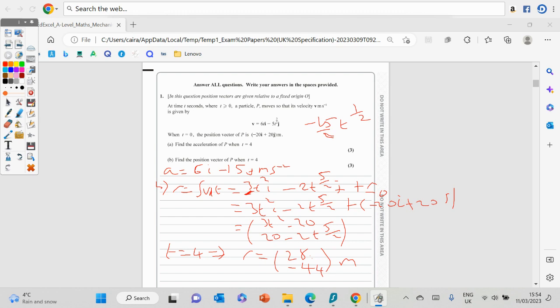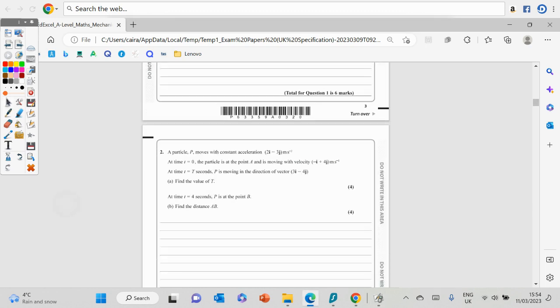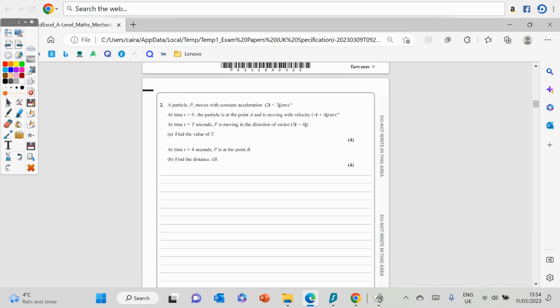Move on to question two, shall we? A particle P moves with constant acceleration 2i minus 3j meters per second squared. At time t equals 0, the particle is at the point A and is moving with velocity minus i plus 4j meters per second. At time t equals big T, P is moving in the direction of vector 3i minus 4j. Find the value of T, for 4 marks. Okay, so this is going to take a little bit more work, methinks.